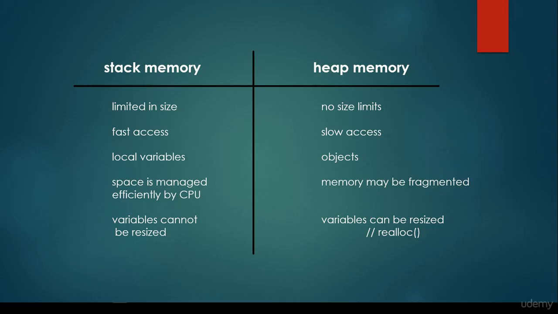So basically these are the main differences between stack memory and heap memory. In Java and Python, we don't have to know much about these memory types, but I think it's good to know a little about these memory types.